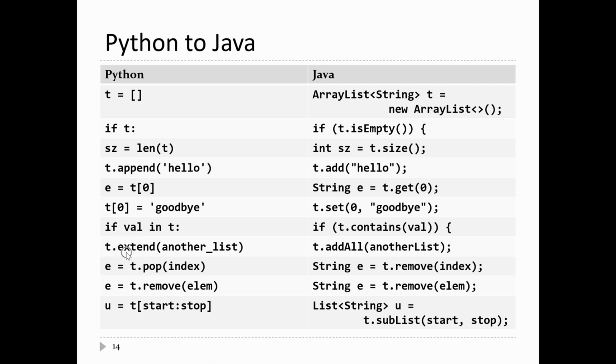The extend method you may or may not have seen in 121. Extend lets you add a list to another, or add the elements from another list to the current list, t in this case. So if you have another list in Java and its type matches the element type of your list, then you can call addAll, and that will add all the elements from another list to the end of t. So if you have the list A, B, C and you have a second list D, E, F, then when you call addAll with the first list, adding the elements from the second list, you get A, B, C, D, E, F.